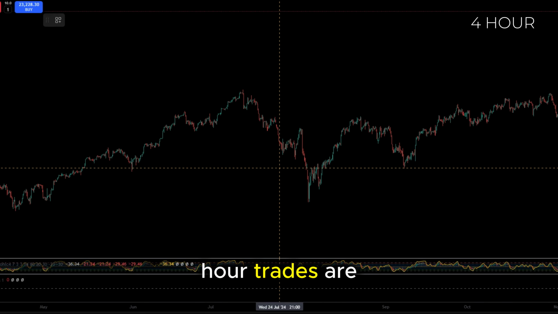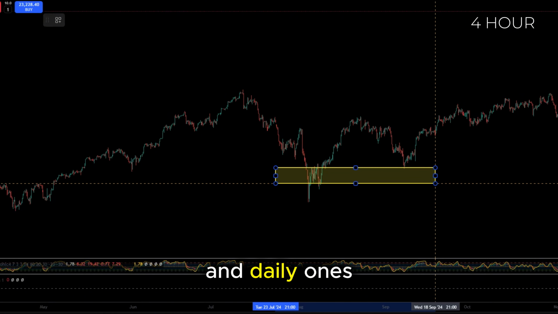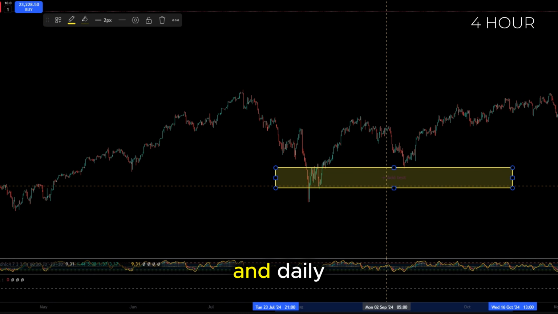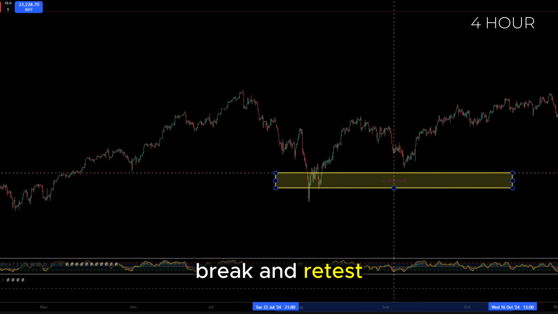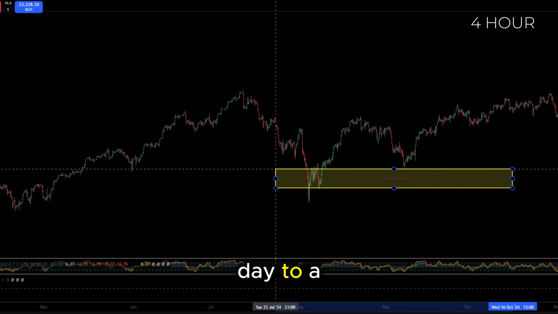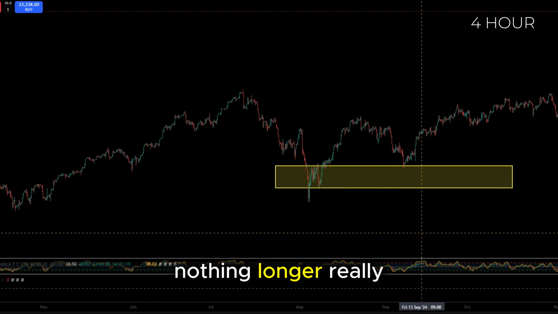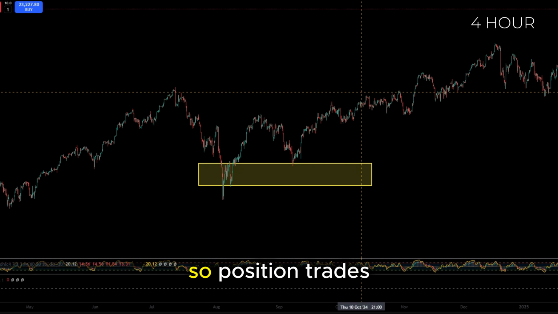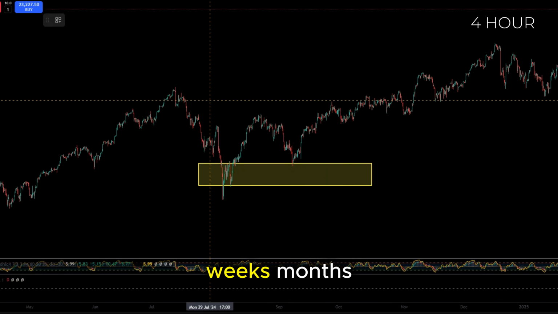The 4 hour trades are the much longer ones, and daily ones are pretty much swing trades. 4 hour and daily break and retest trades are swing trades. They can take anything from a day to a week or 2 weeks. Anything longer really is a position trade. So position trades can take weeks, months.